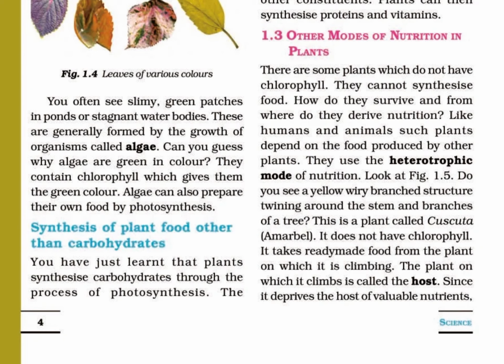Yes, there are some plants which do not have chlorophyll. They cannot synthesize food. How do they survive and form? Where do they live? And where do they derive nutrition?